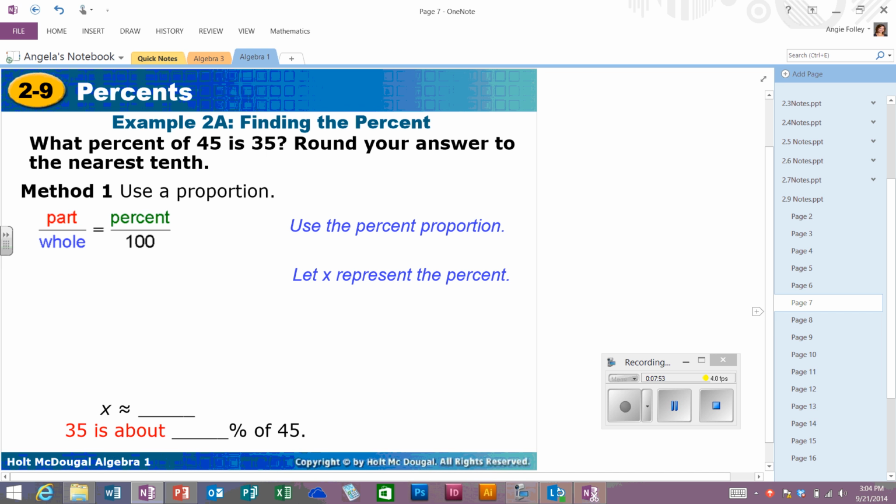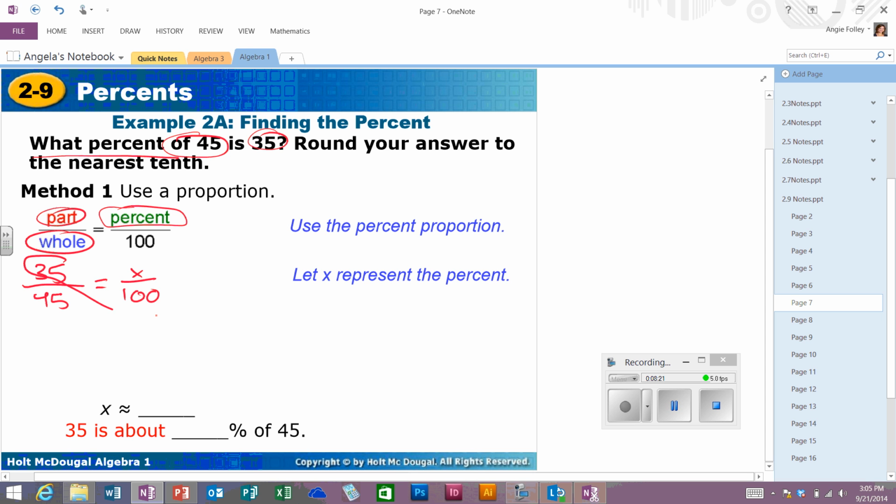Okay, so another problem we're going to work with. It says, what percent of 45 is 35? Now, this is different. They give you the part and the whole, the is and the of. They don't give you the percent. That's what they want to know. What is the percent? So that is your x. Your of, or your whole, is 45. And your is 35, your part.